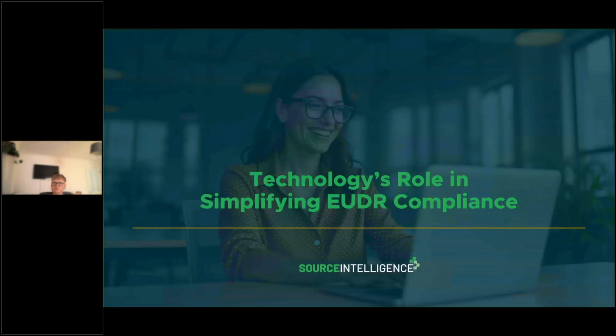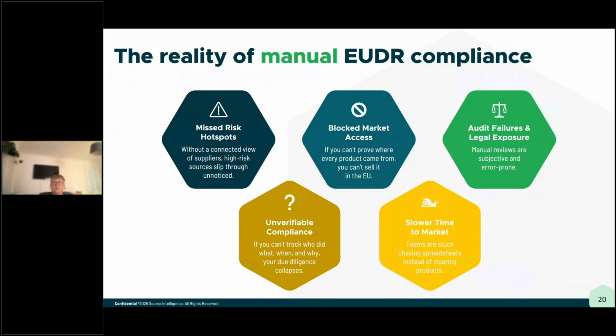Next is technology's role in simplifying EUDR compliance. As we've discussed throughout the first part of this webinar, modern supply chains are big and they're complex, so mapping them and tracing products manually can be almost impossible at times. The reality is that without technology, you may miss risk hotspots, fail to prove or verify where a product came from, and therefore risk a slower time to market, or in the worst case, blocked market access.